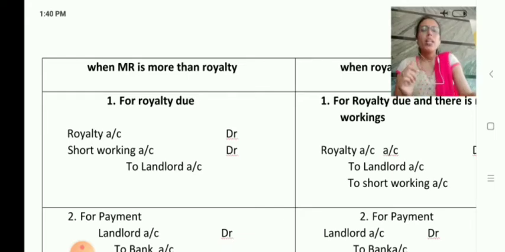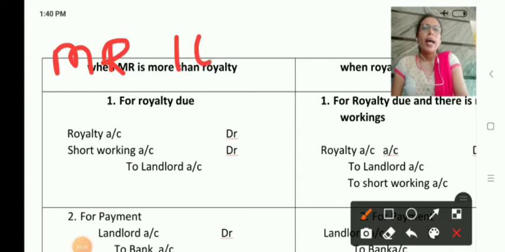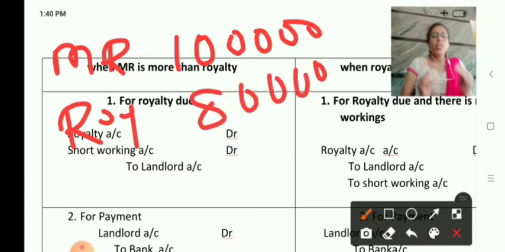Okay. Now, let me take an example. If in the first year, minimum rent is 1 lakh and royalty is 80,000, right? Now, which is more? Minimum rent is more, right? Royalty is less. In the first method, what entry did you used to pass for minimum rent due?